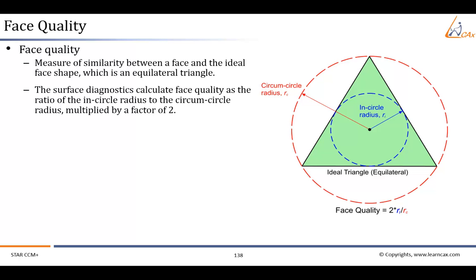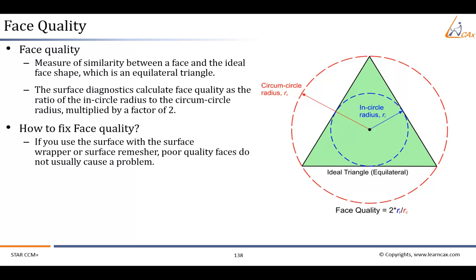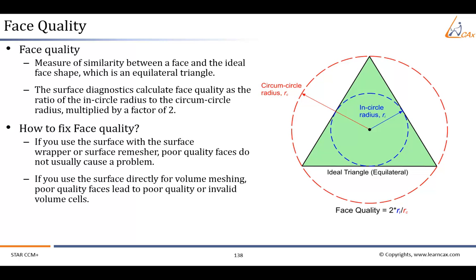How do we fix face quality issues? There are instances when you do not need to fix poor quality faces, depending on how the surface is used. For example, if you use the surface with the surface wrapper or surface remesher, poor quality faces do not usually cause a problem. However, if you use the surface directly for volume meshing, poor quality faces lead to poor quality or invalid volume cells. In this case, you can improve face quality by locally remeshing the poor quality faces using the Surface Repair tools.